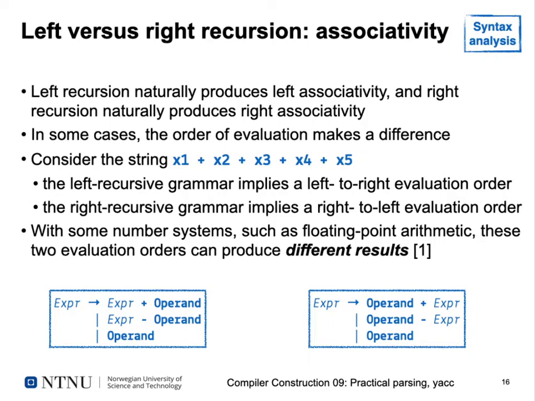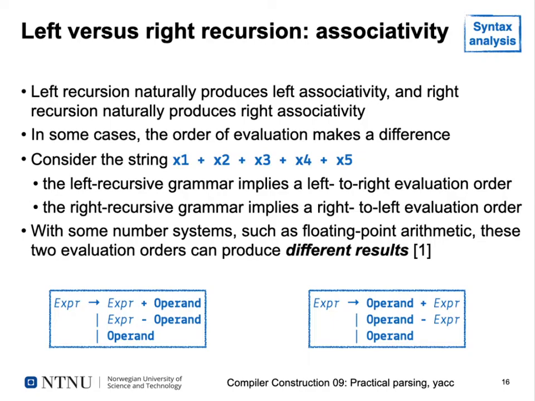Another problem that's related to left and right recursion is the associativity of expressions. So we've already seen that left recursion naturally produces left associativity, and right recursion, of course, naturally produces right associativity for operators. Now, usually you'd say for most arithmetic operators, I don't care, but let's take a closer look. In some cases, the order of evaluation actually makes a difference.